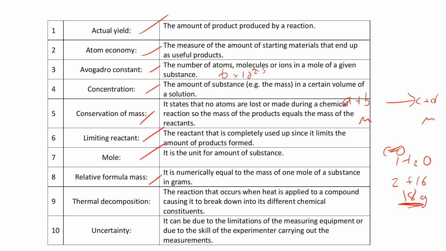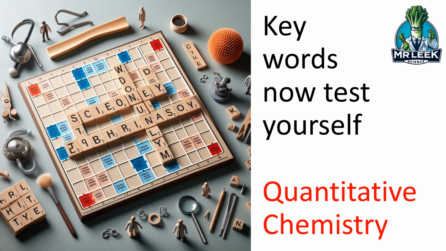The reaction that occurs when heat is applied to a compound, causing it to break down, thermal decomposition. It can be due to the limitations of the measuring equipment, or the skill of the experimenter carrying out measurements. So it's often written down as a plus and a minus, and that is uncertainty. Quantitative chemistry, okay, there's loads and loads of sums in quantitative chemistry, but obviously they don't come into the keywords.